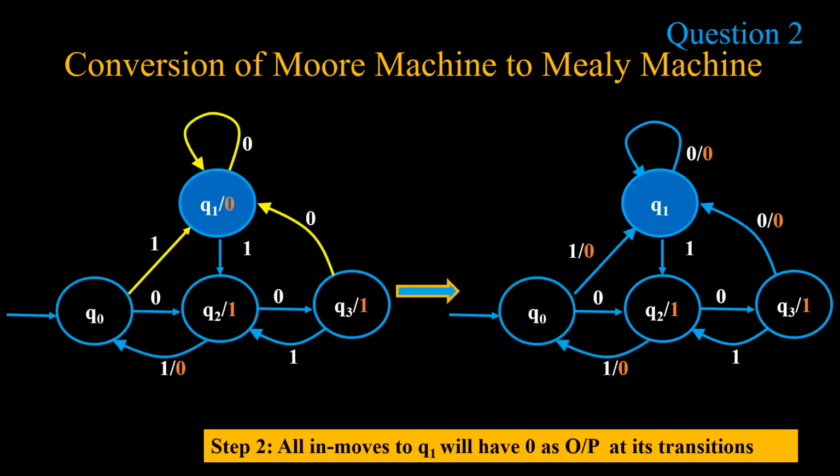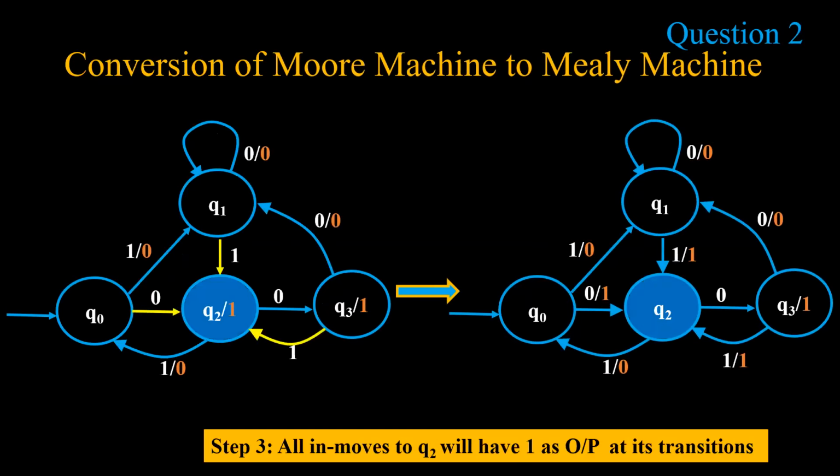Next we move to Q1 state. In Q1 state, we have three in moves, one from Q0, one from Q3 and a third is a self loop on 0. We will just put 0 on all three moves at their transitions itself, and we have removed 0 from Q1 state. Next we move to Q2 state. In Q2 state, we have three inputs, one from Q0, one from Q1 and one from Q3. All these three moves will have 1 on their transitions.